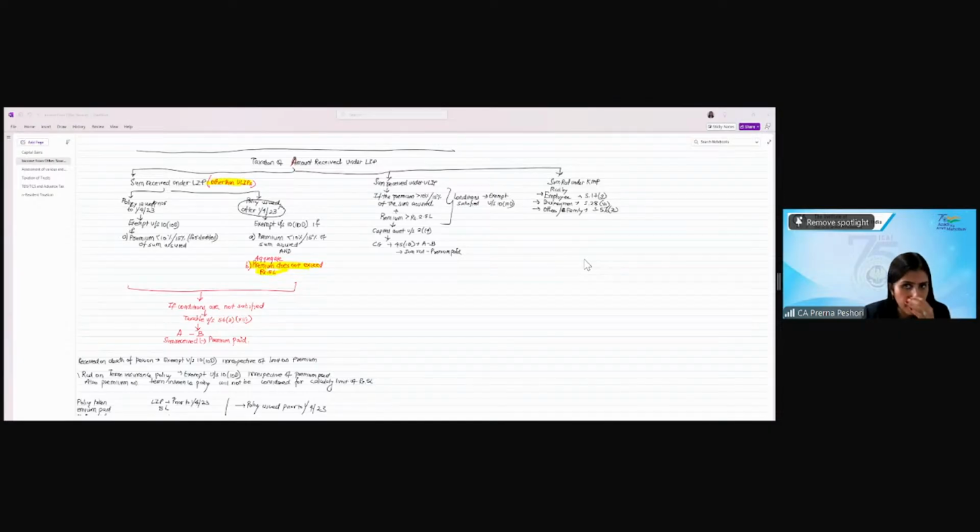Yes, students. Faster. Where the maturity proceeds do not exceed 2.5 lakhs, and the premium amount percentage wise has to be looked into. Correct. But that is taxable under what head of income? Under what head did we see that?